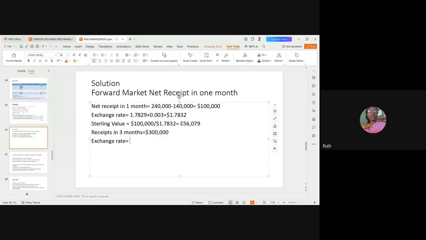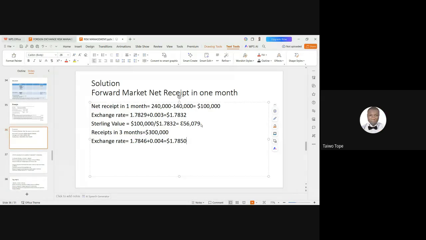168,067 pound sterling. So 1.7846 plus what? 0.004. So we now have it as what? 1.785.